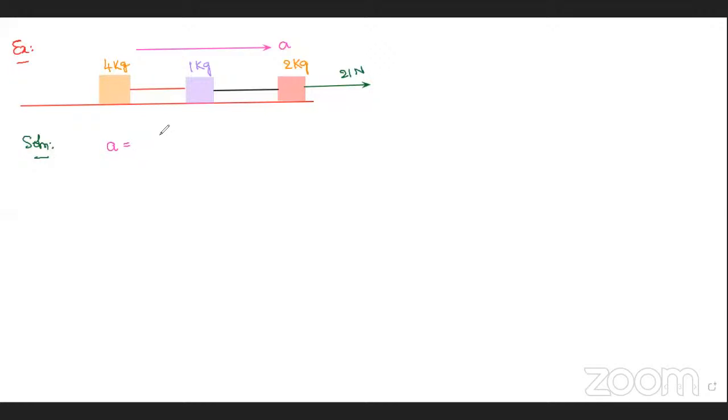Here, for acceleration, I'm using the shortcut. Why? Because we are preparing for objective. F external net divided by sigma m. F external, only one force is acting, that is 21. So 21 by sigma m. 3 masses are there, so 4 plus 1 plus 2, M1 plus M2 plus M3. That is 21 by 4 plus 3, that is 7.